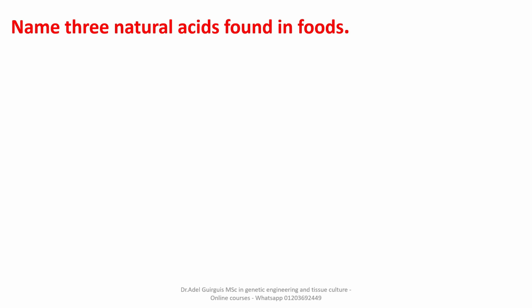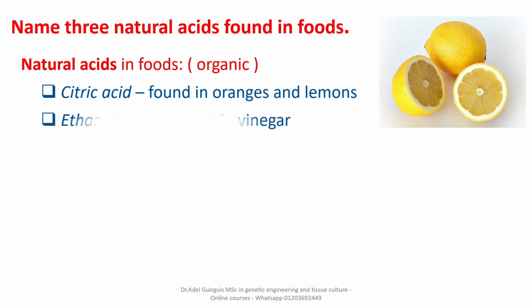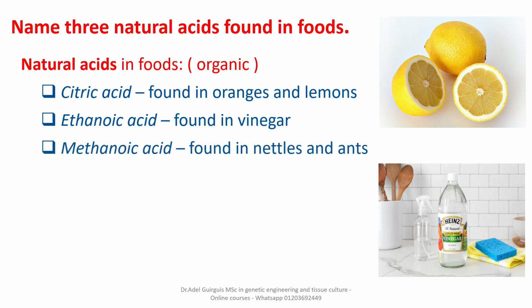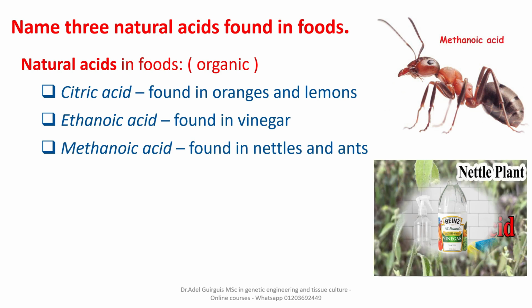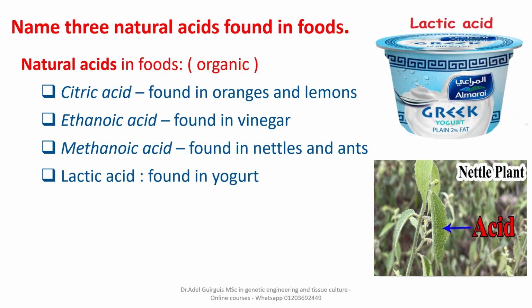Name 3 natural acids found in foods. Organic acids found in foods, naturally occurring in foods, like what? Like citric acid found in oranges and lemons. Ethanoic acid found in vinegar. Methanoic acid found in nettles and ants, and their stings contain methanoic acid. Also this plant contains the same acid, methanoic acid. Also lactic acid in yogurt.